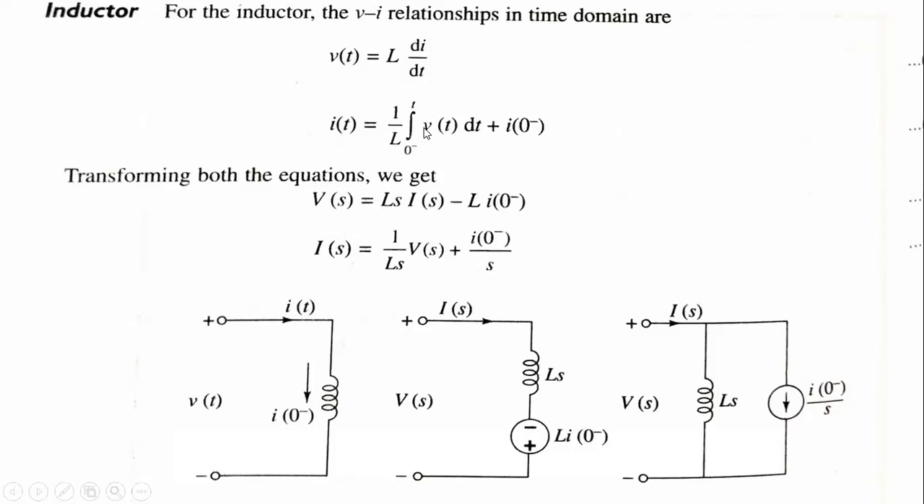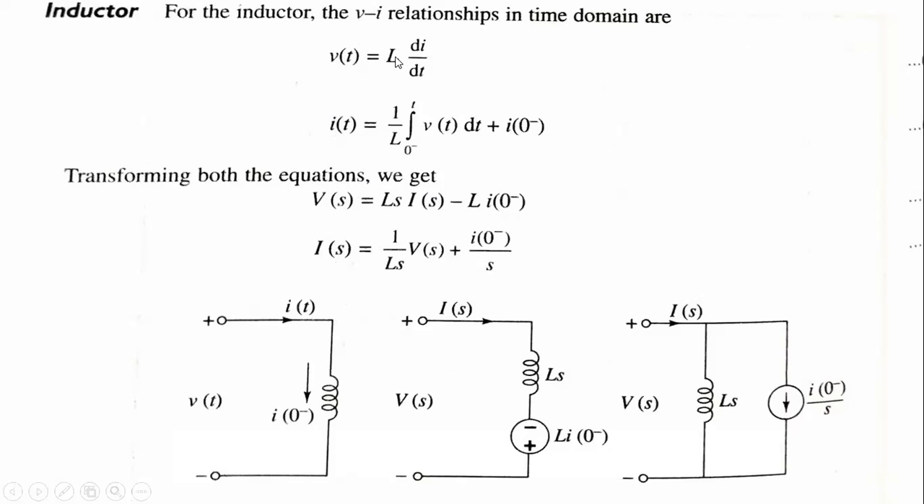So 1 by L integral of 0 minus to t of v(t), and this v(t) will be as it is, and we are applying the dt, and we are taking the plus of i(0 minus). How can we transform this equation, V of t into V of s, I of t into I of s? See here, this is equation number 1, equation number 2. So equation number 1 will become V of s, and equation number 2 will become I of s.